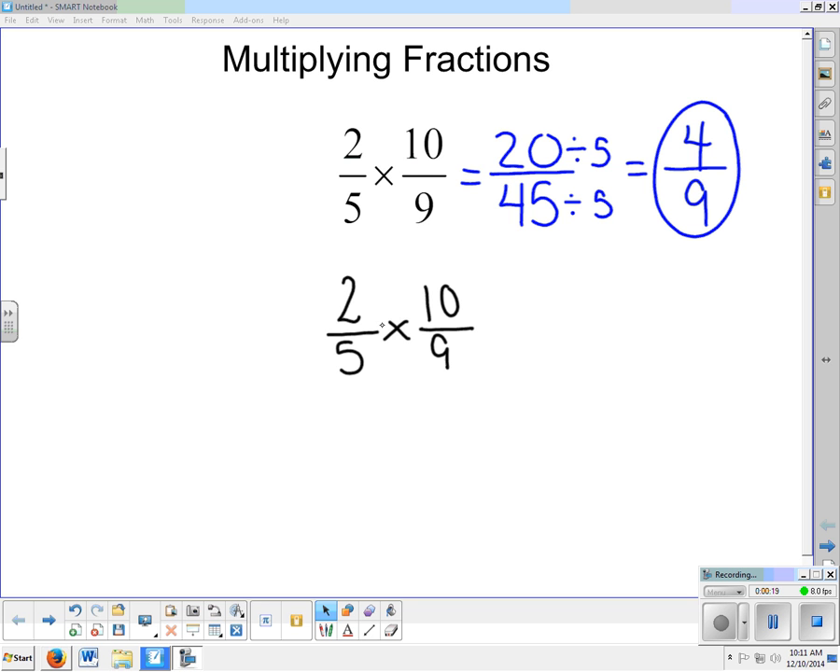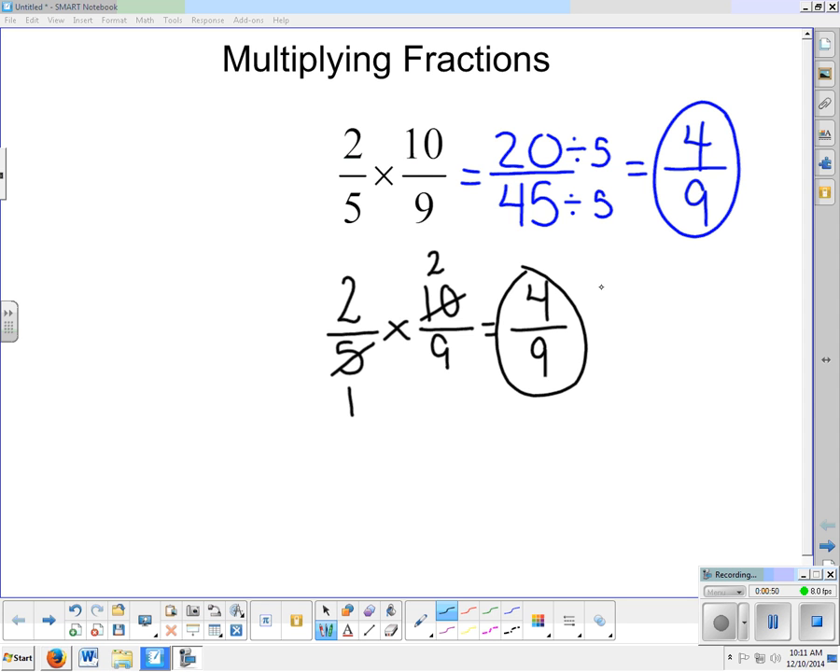The numerator 2 and the denominator 9 that are diagonal from each other can't be simplified any more than they already are. But 10 and 5 are diagonal from each other and can be simplified. 5 divided by 5 is 1, and 10 divided by 5 is 2. 2 times 2 is 4. 1 times 9 is 9. My final answer is 4/9, which is exactly the same as my previous answer.